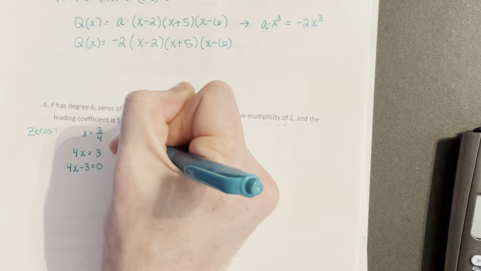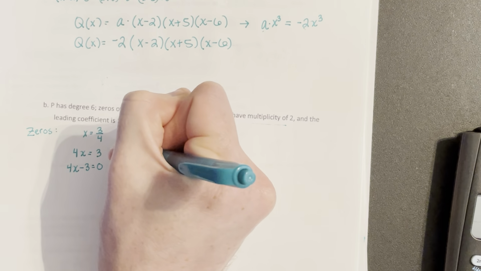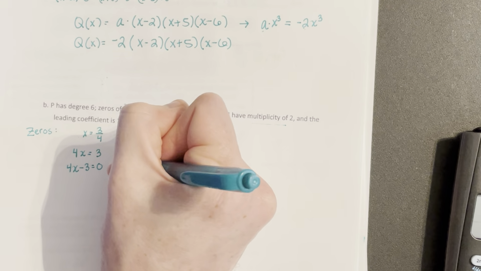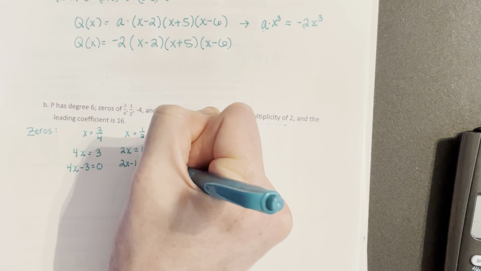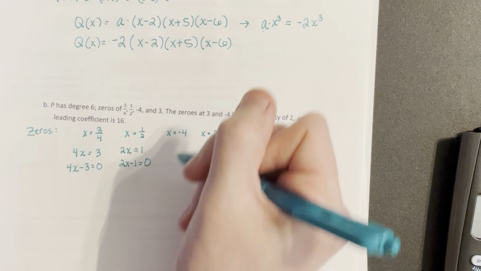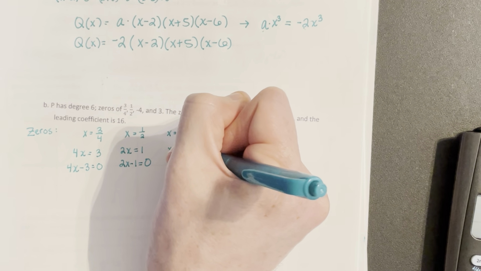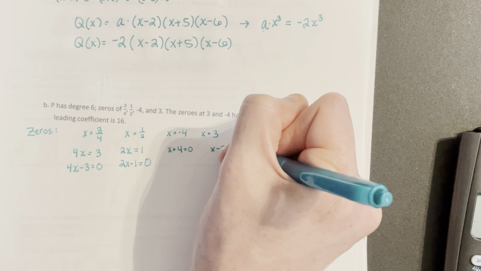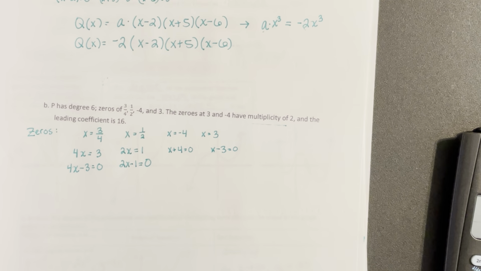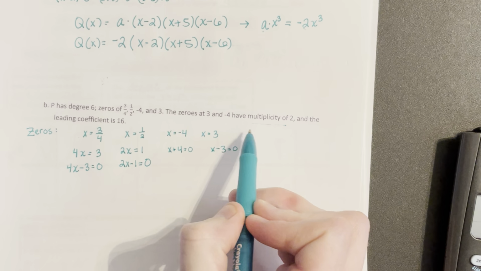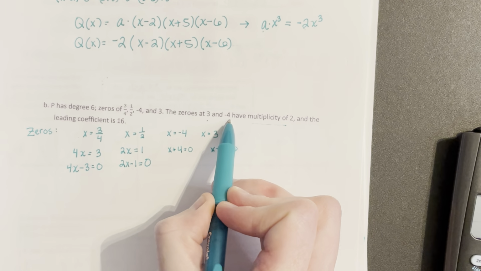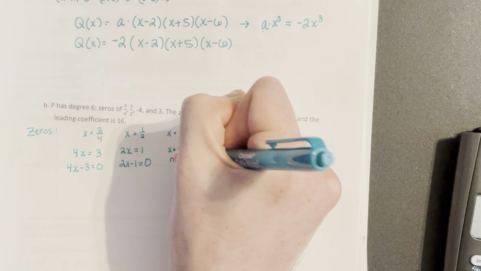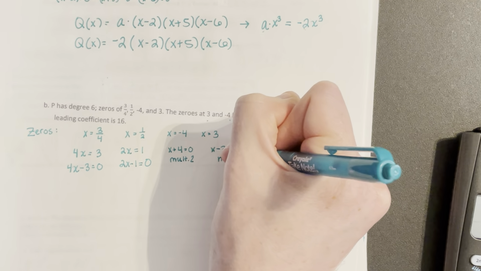I'd multiply by 2 on the 1/2 there, so times 2 makes that 2x equals 1. We'd subtract 1 to the other side so that it has 2x minus 1 equals 0. Add 4 to the other side gives us x plus 4 equals 0. And subtract 3 gives us x minus 3 equals 0. But when we think about the multiplicities, it says that the zeros of 3 and -4 have multiplicities of 2. So this is going to be multiplicity of 2, and this is multiplicity of 2.